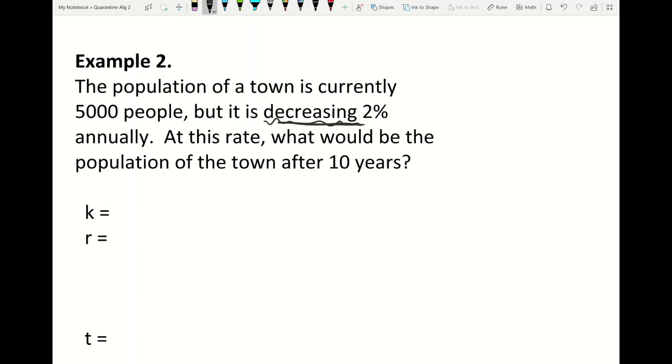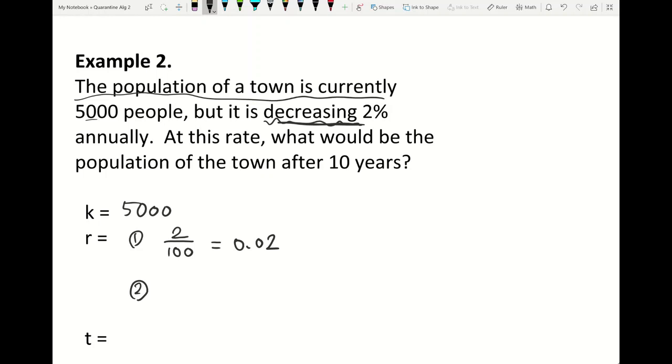So what is k? The population of the town is 5,000. So k is 5,000 people. But it's decreasing 2%. So what do we need to do? Again, we need to do 2 things. What's the first thing that we have to do? We have to convert 2% into decimal, which is 2 divided by 100. What do we get? 0.02. And then, what do we need to do next?